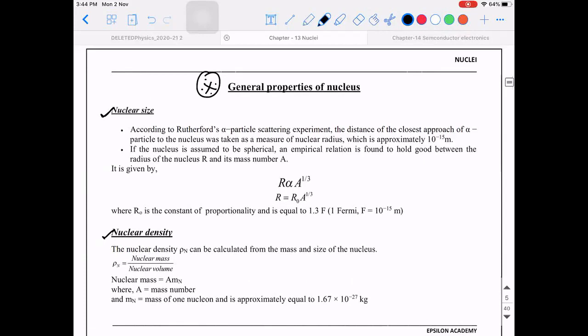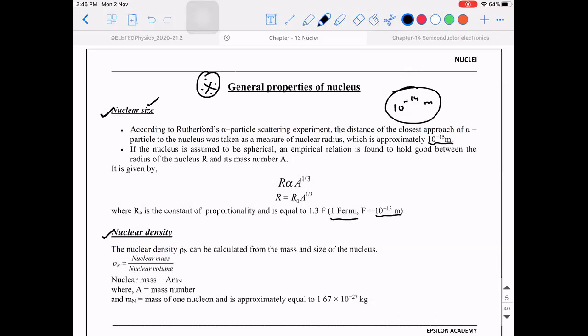When you talk about the general properties of the nucleus, the first is nuclear size. Nuclear size was already described in the case of Rutherford's experiment. According to Rutherford's alpha ray scattering experiment, remember he proposed that the nucleus is approximately of the size of 10 power minus 14 meter. The distance of closest approach of the alpha particle to the nucleus was taken as a measure of the nuclear radius, which was approximately 10 power minus 15 meter. 10 power minus 15 meter is generally called 1 Fermi.